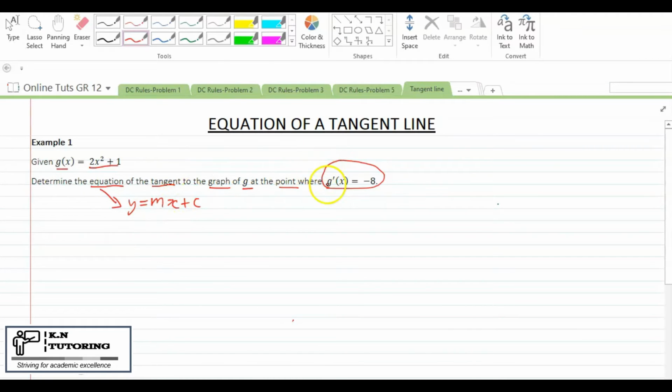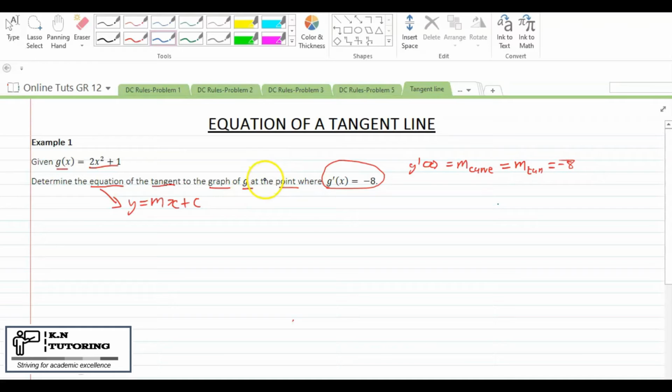We can see that we are given the derivative of the curve. We are given g prime x, which is the derivative of the curve. The derivative of the curve is the same as the derivative of the tangent, which is equal to minus 8. I hope you understand when I say the derivative of the curve and the derivative of the tangent, basically I'm talking about the gradient. Now, like I said, for you to determine the equation of a tangent line, you need the gradient and one point.